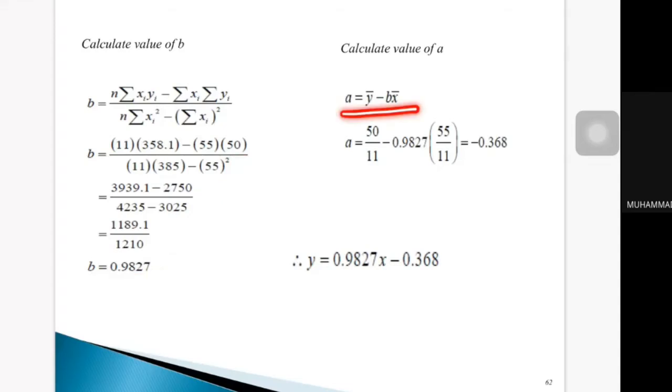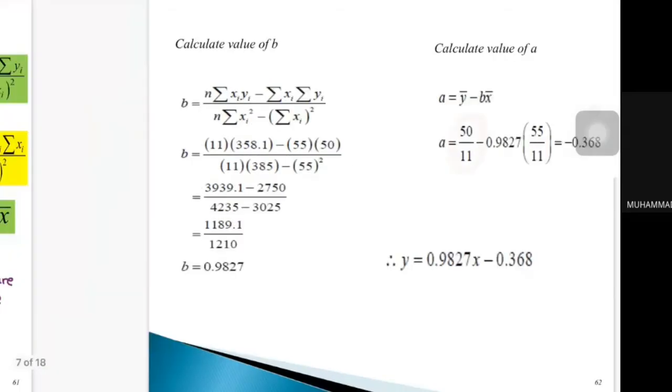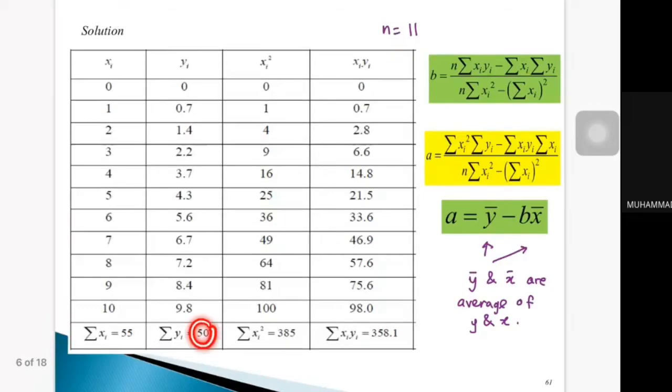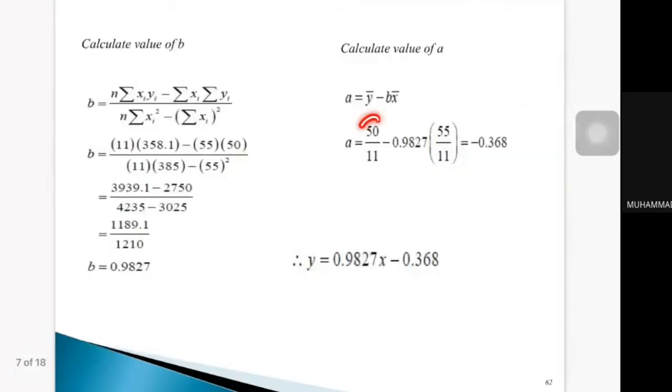You will get b equal to 0.9827. Then after you get b, you need to calculate the value of a: y bar minus b x bar. This is your y bar, the average of y, 50 divided by 11, the number of data, minus b, which is this value, times x bar, the average of x, 55 divided by 11. So you get this a. So this is your y equal to bx plus a.